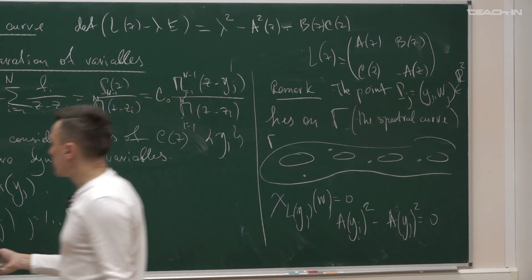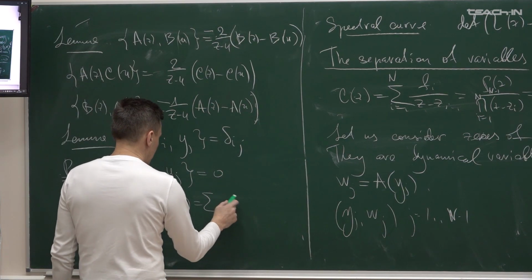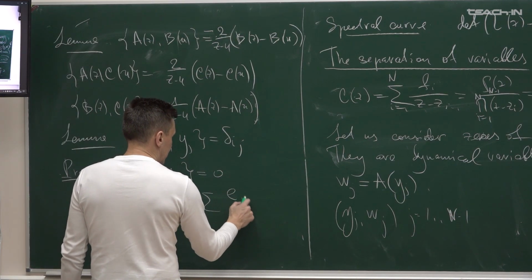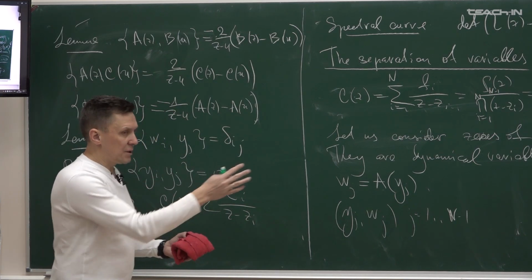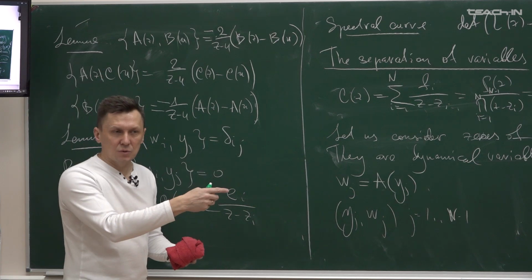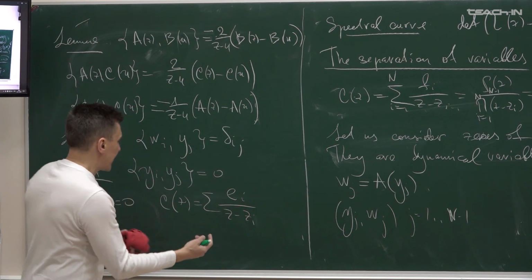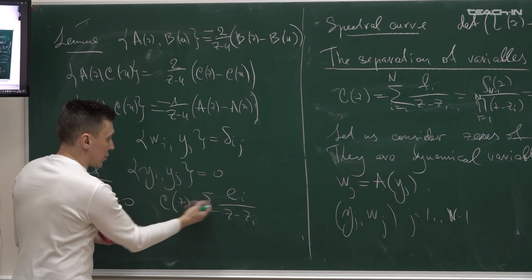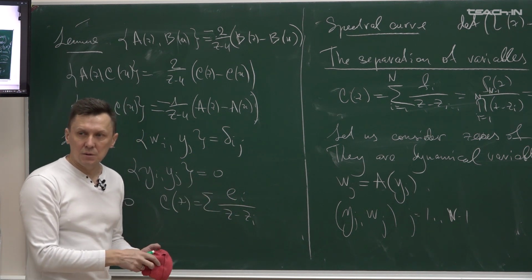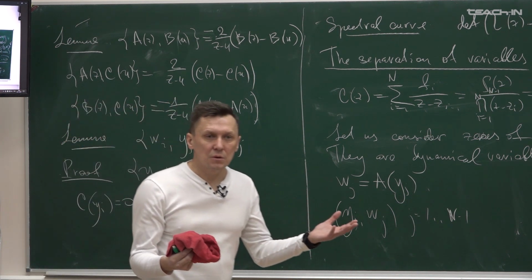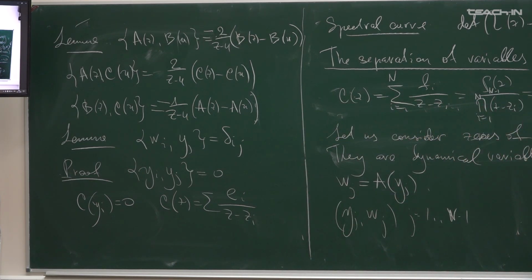You remember that C of Z is the sum of E_i over Z minus Z_i, and these E_i are the generators of different copies of SL2. They commute between themselves. So the roots of this equation are functions on the coefficients. So if the coefficients commute, the roots commute too.